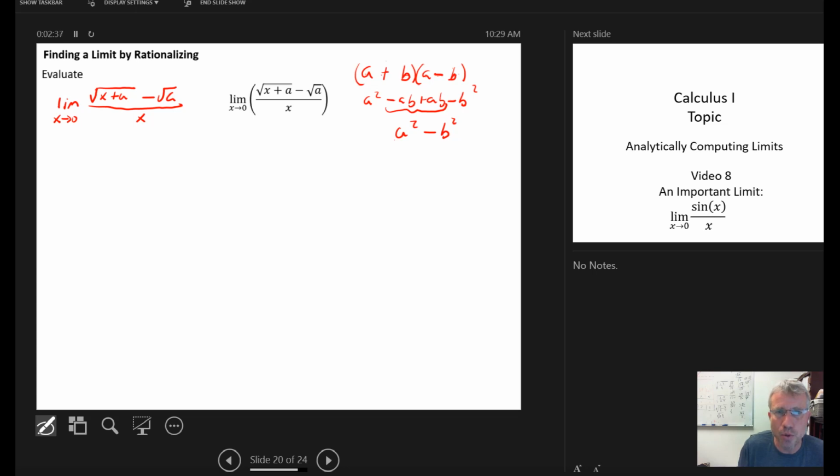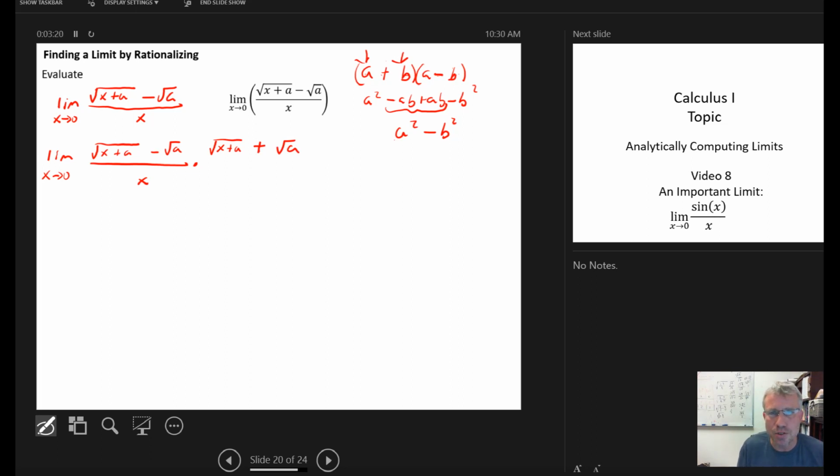But what we can do is multiply the numerator by its conjugate. So I'm going to rewrite here. I'm going to take the limit as x goes to 0 of the square root of x plus a minus the square root of a, over x. And I'm going to multiply by the conjugate of this. The two terms are the square root of x plus a, which is playing the role of a over here, and the square root of a, which is playing the role of b. Here they're separated by a minus, so I'm going to separate them by the opposite operator, a plus.